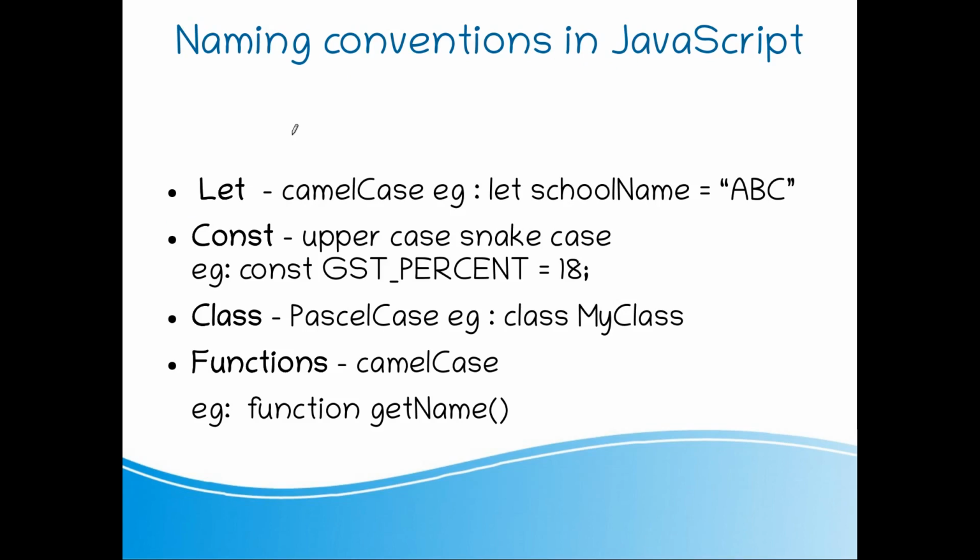What naming conventions should we follow in JavaScript? Let's say we are using let. With let we declare variables, and for variables we can use camel case. For example, let schoolName equal to ABC. If we are defining constants, best practice is to use uppercase snake case like this one, GST_PERCENT. So I am giving it here.